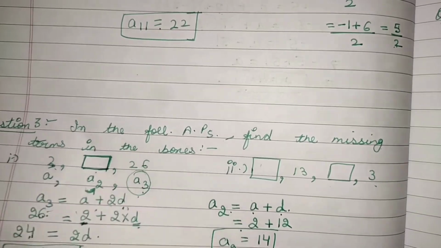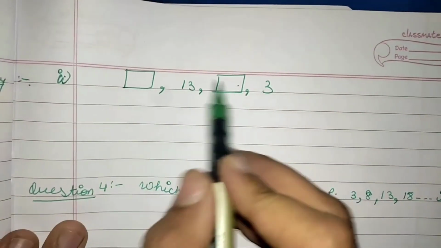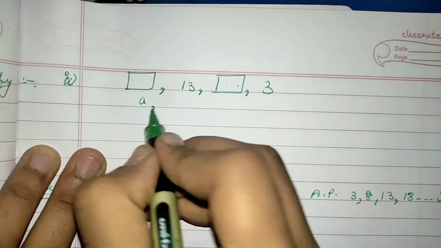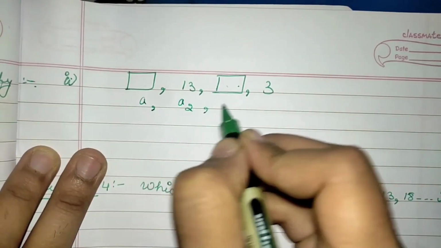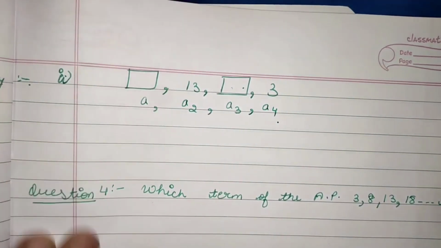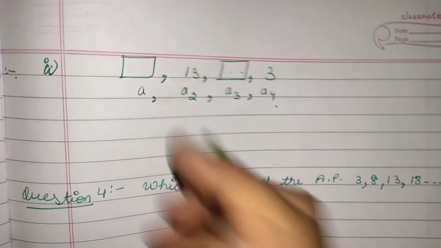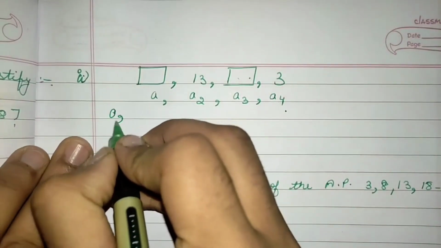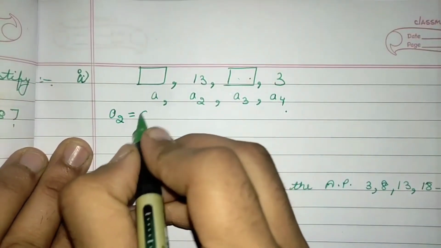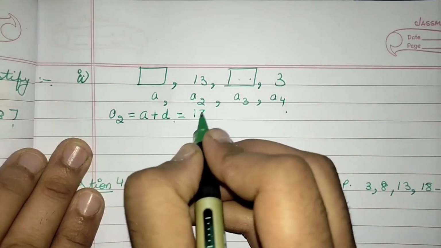Okay. So similarly for the second part, you have to find out two values, right? You have to find out your first value, the second value is given to you. You also have to find out your third value, and the fourth value is also given to you. So now what will you do? You will use the two equations to find out the common difference, which is a plus d. a plus d is what?